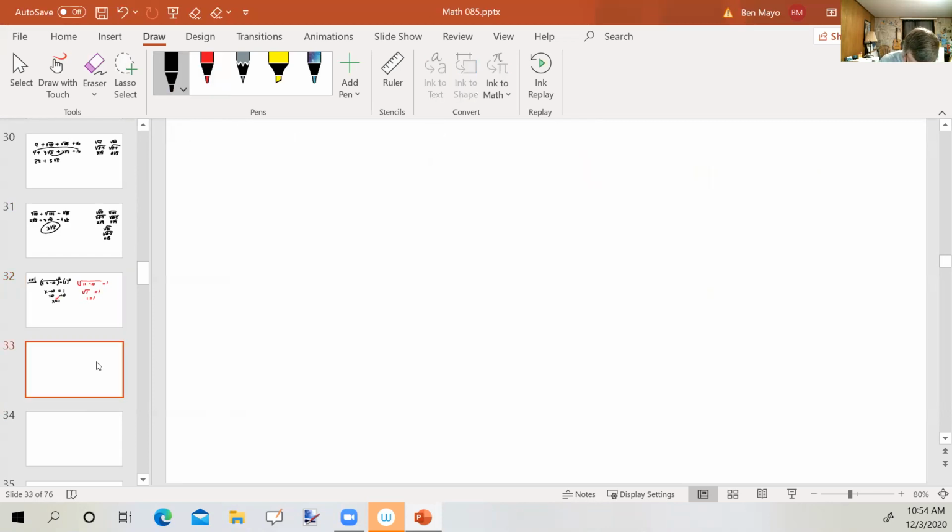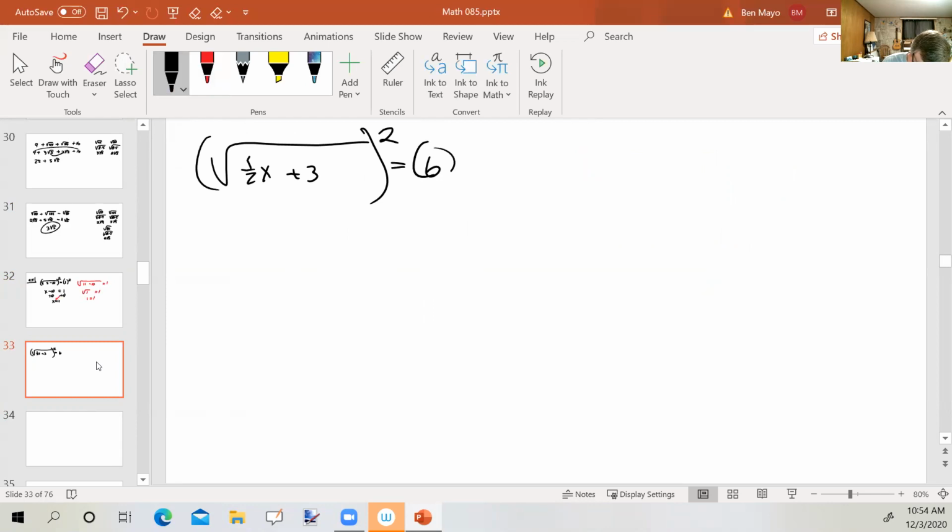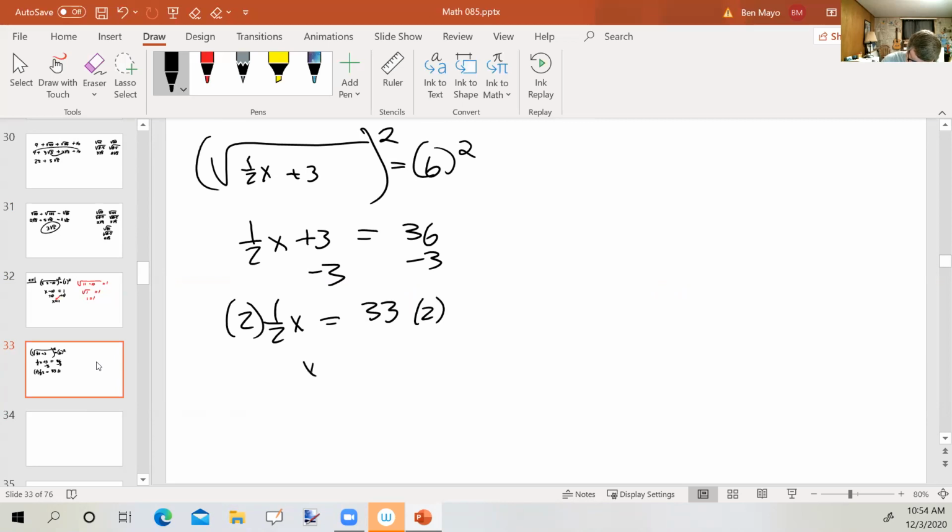Let's say we've got the square root of 1/2 x plus 3 equals 6. Again, the radical should be, and already is, isolated. So we'll square both sides of the equation. We get 1/2 x plus 3 equals 36. Solving for x, we'll subtract 3. 1/2 x equals 33. Multiply both sides by 2, and x equals 66.